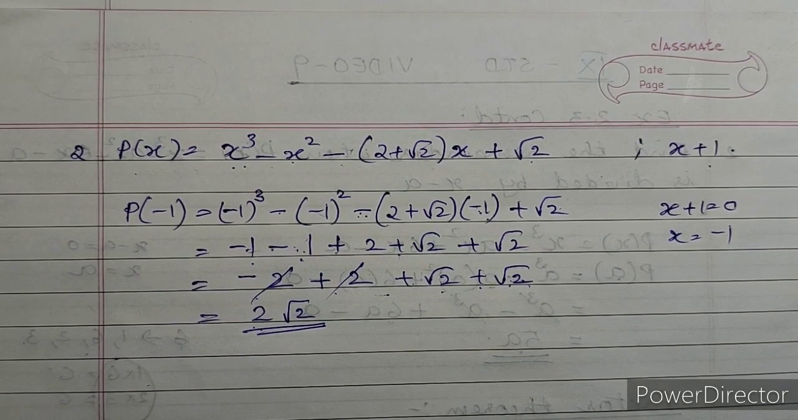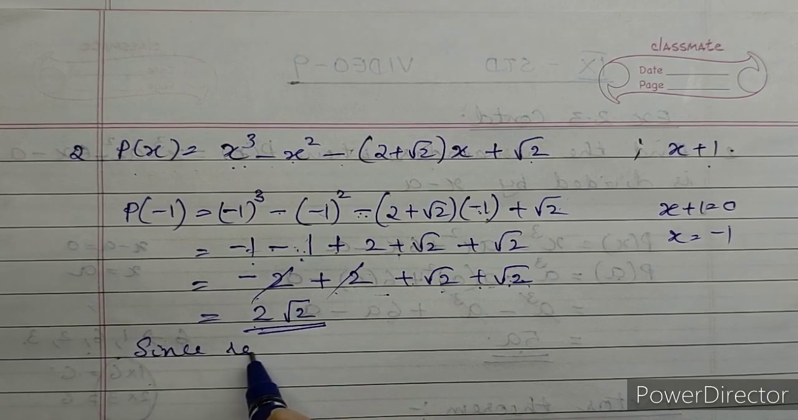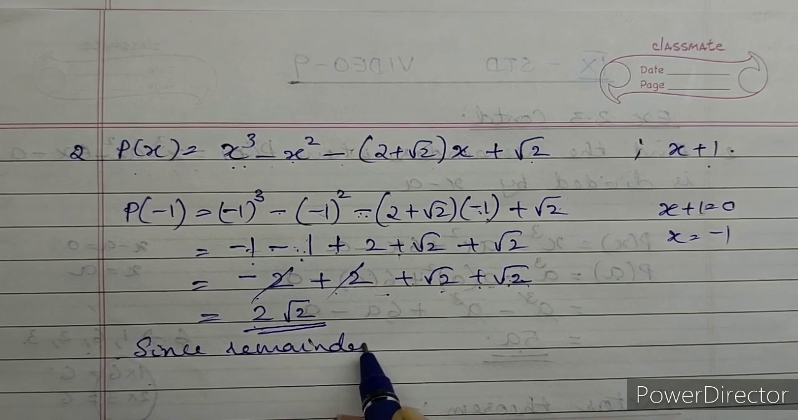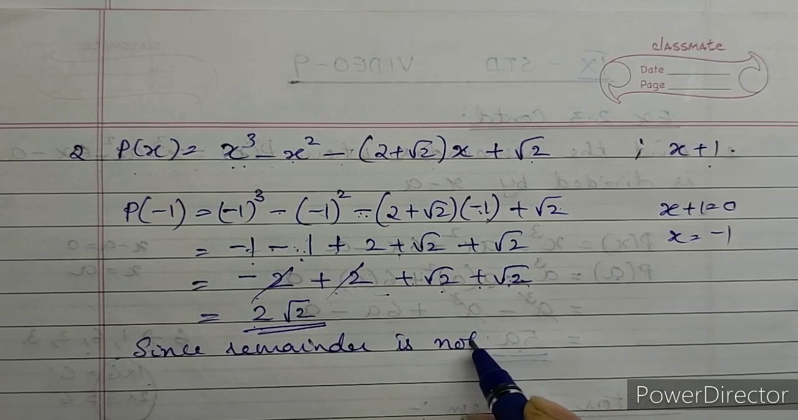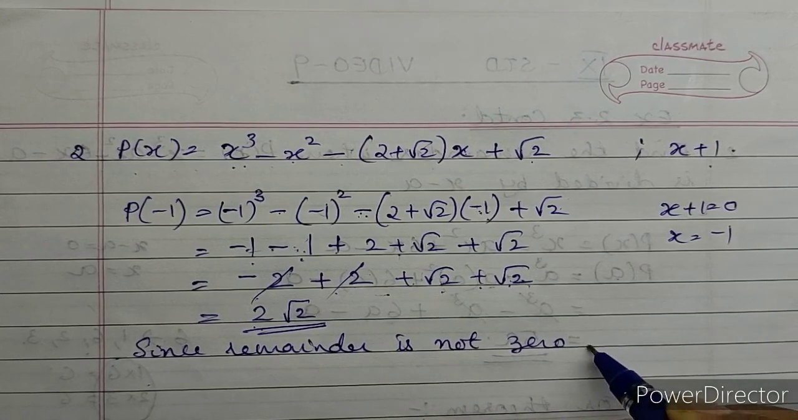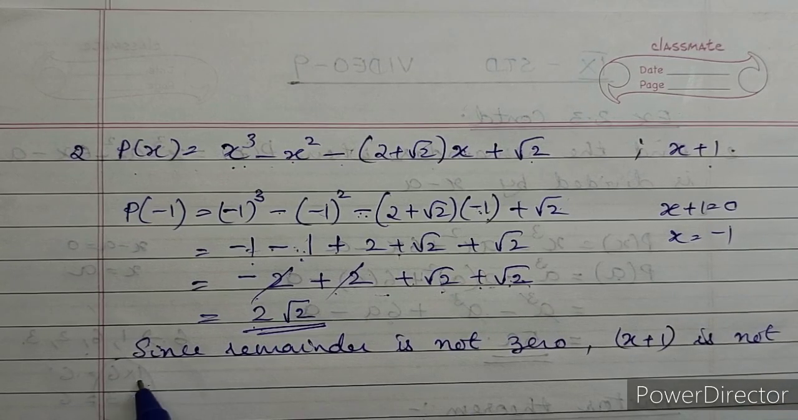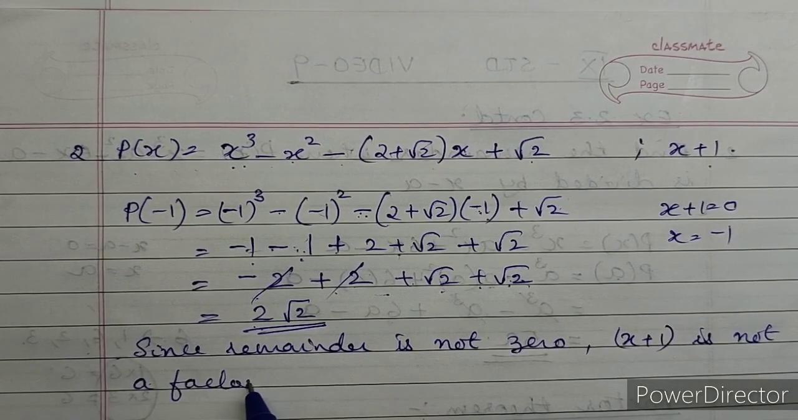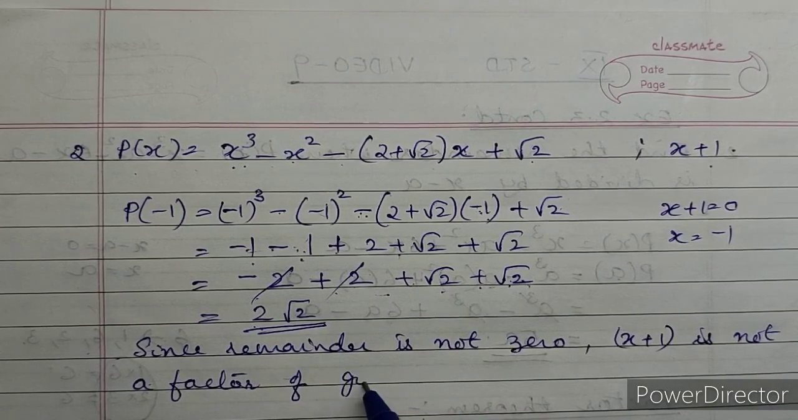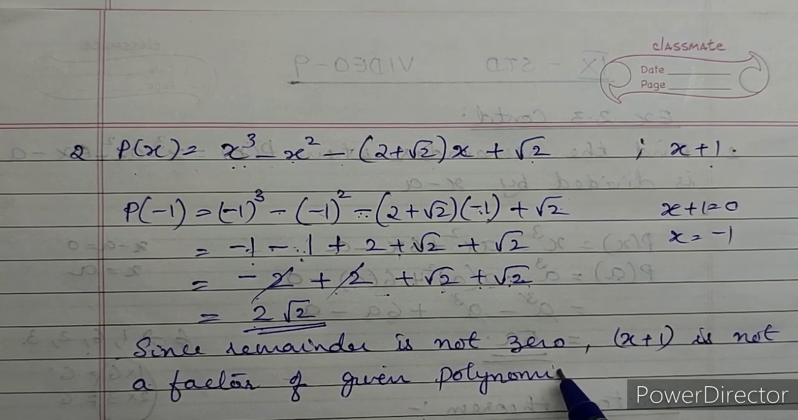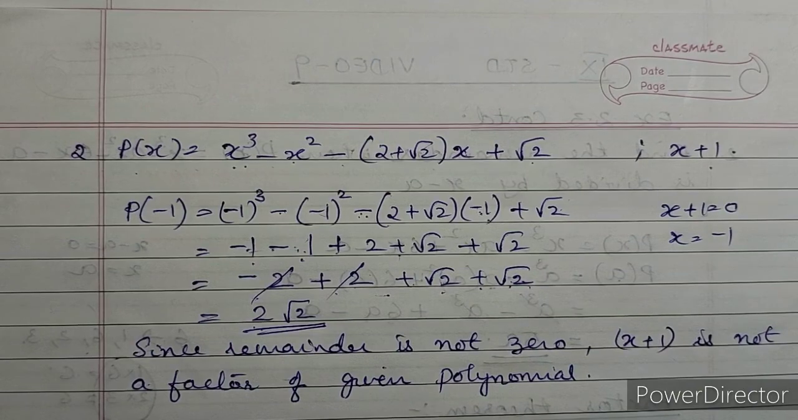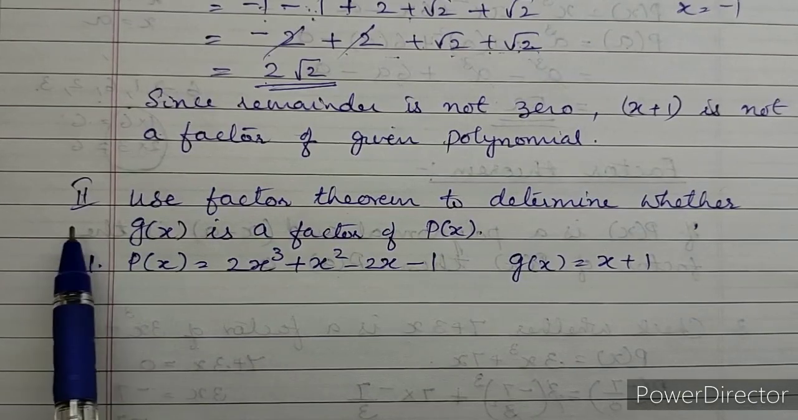So what conclusion should you write? Since the remainder is not 0, x plus 1 is not a factor of the given polynomial. So all the sums are the same like this only, you have to do. Hope you understood, children. Next is second main.